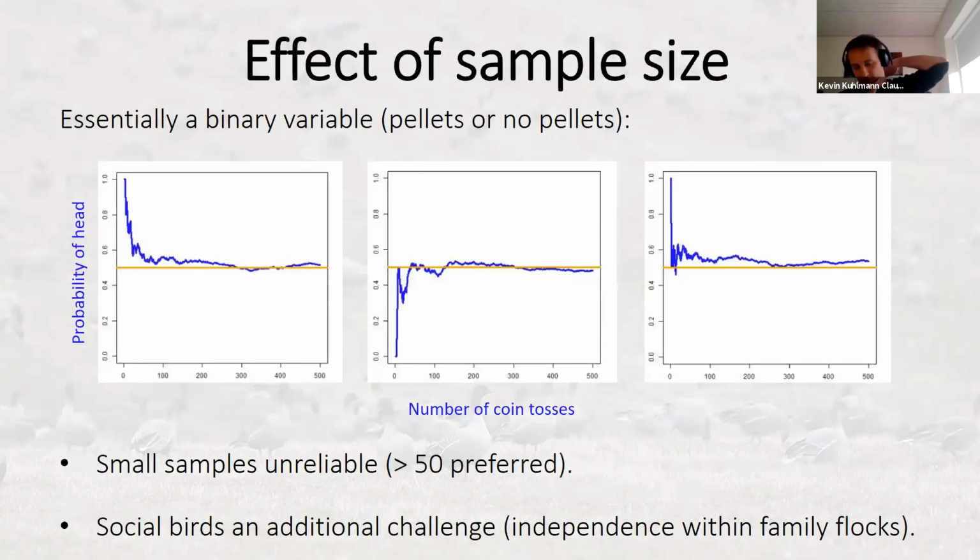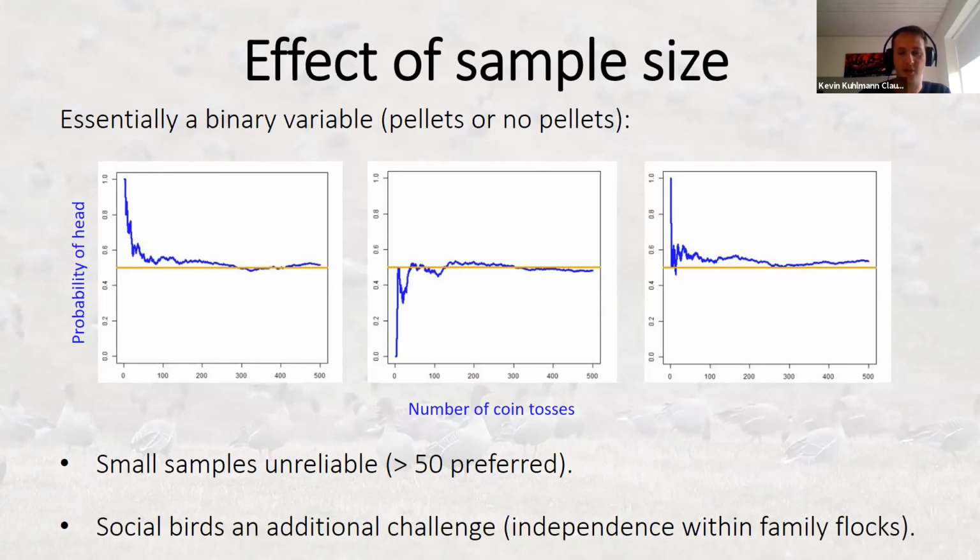Except for the age of the birds, there's also an important effect of the sample size here. Basically, if we divide birds into either having pellets or having no pellets, then we treat this as a binary variable. And binary variables can do funny things when sample sizes are small. And these 3 graphs are just meant to show you that.